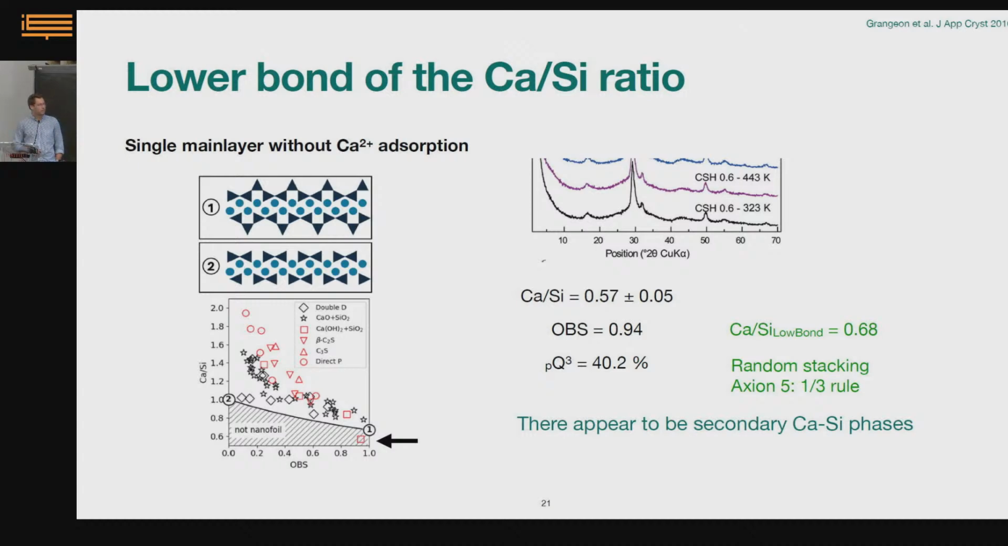If you look at their Q3 speciation, you should get a red light. Firstly, we said Q3 is not doable due to random stacking. This suggests the layers are randomly stacked, so there should not be any Q3s. Plus, Q3s, if they existed, are basically Q2 sites, so their proportion should not be higher than 1/3, which is axiom number 5. And they have 40%. So to me, this suggests that they have CSH, but also a secondary phase. It's a nice check if you're working at the lower calcium-silicon ratios, to figure out whether you have only nanofoils or also second phases.